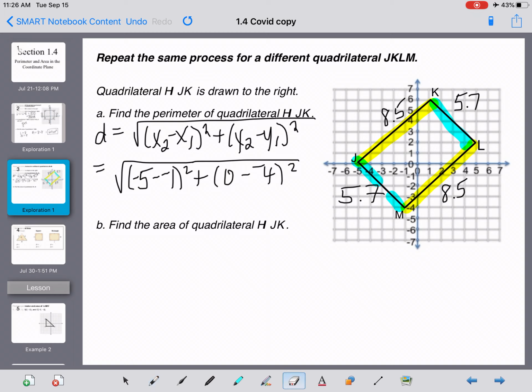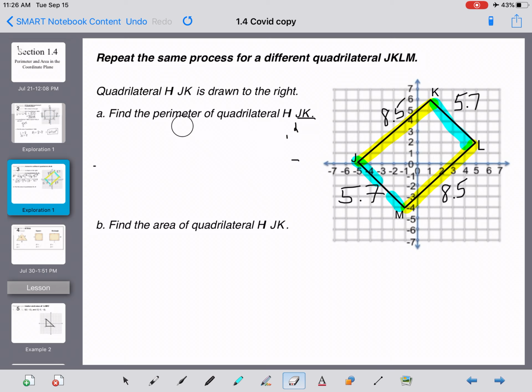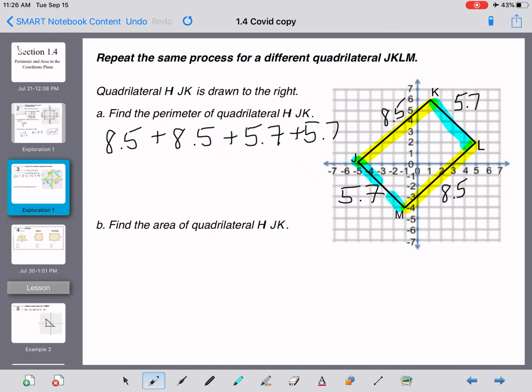To find the perimeter, again, go back and pause it so you can see the work. If we find the perimeter, I'm going to do 8.5 plus 8.5 plus 5.7 plus 5.7, which is 28.4 units.